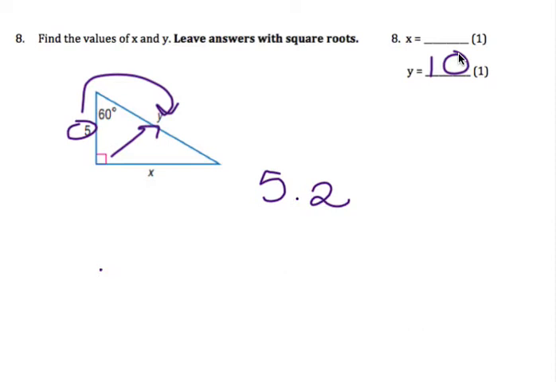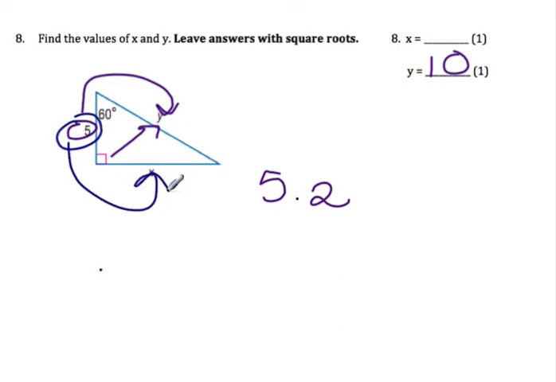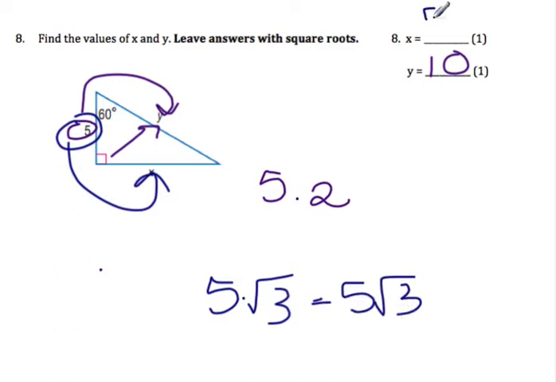Then it says, if given the short leg, to find the long leg, what you're going to do is take the short leg and multiply it by the square root of 3. That's the rule. So I'm going to take 5 times the square root of 3, which is really just going to be 5 square root of 3. So that is my answer for x, 5 square root of 3.